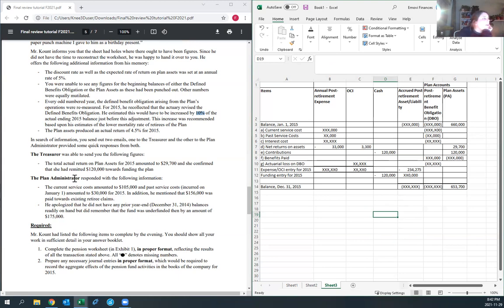All right. So after that, they tell us that their current service cost is $105,000 for the year. So I'm going to put it there. And that the past service cost was $30,000. And he mentioned that $156,000 was paid towards existing retired claims. So that goes in my benefits paid and reduces my DBO and my plan assets.